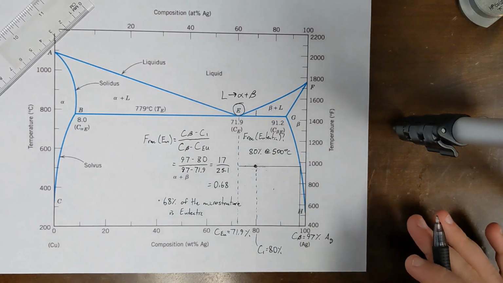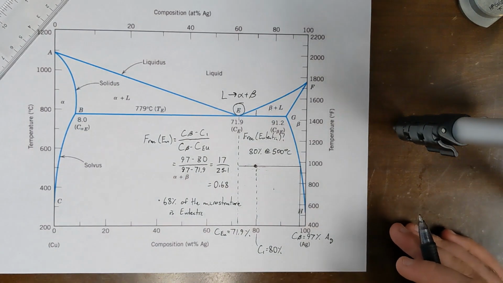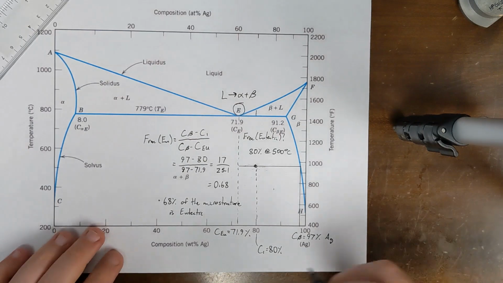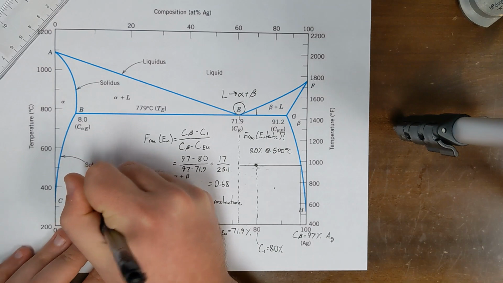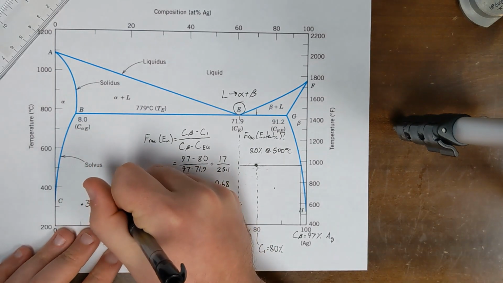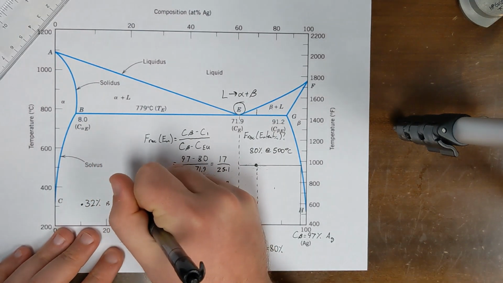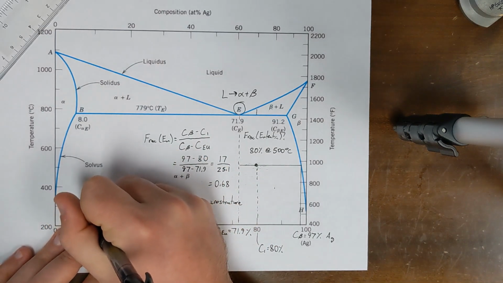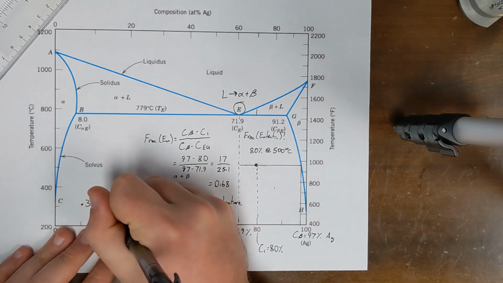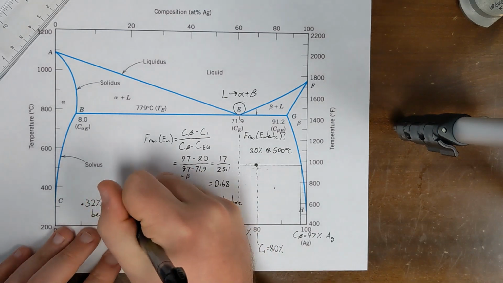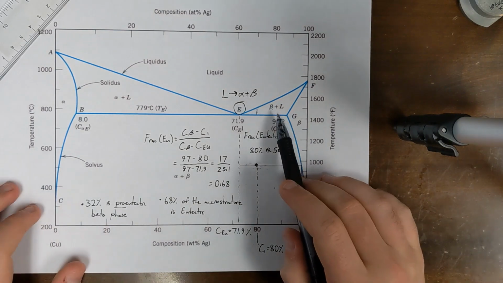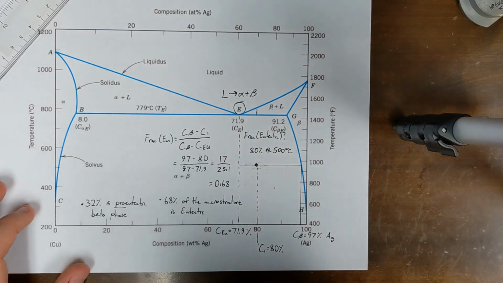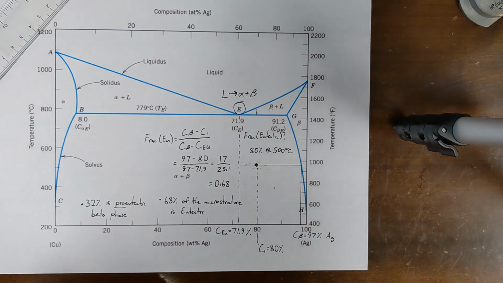And what this means as a partner statement, right, is that 32% is going to be beta phase that formed before the eutectic. So 32% is what we call pro-eutectic beta phase. Right, and the pro means before, so before the eutectic. All right, so you can have pro-eutectic beta, you can also have pro-eutectic alpha. But again, we still use the lever rule for each of these.